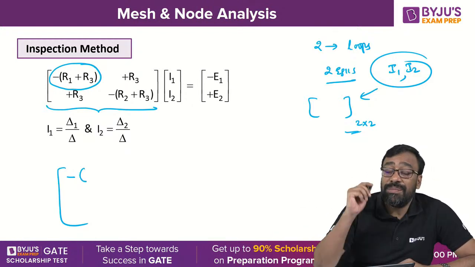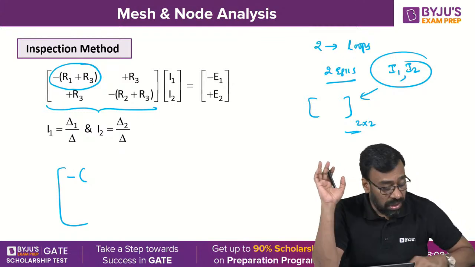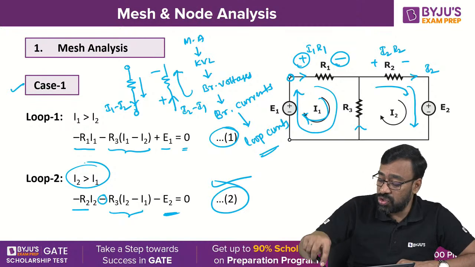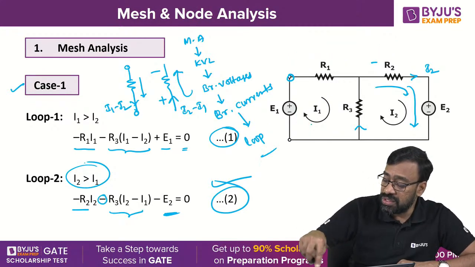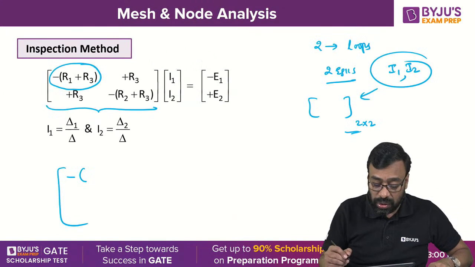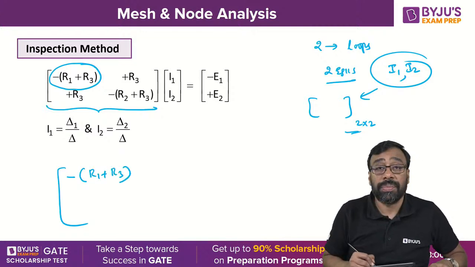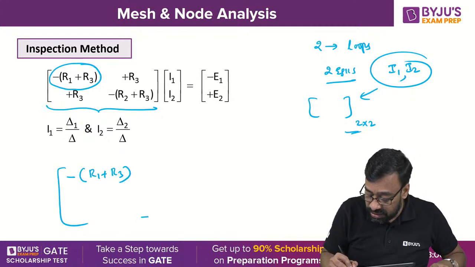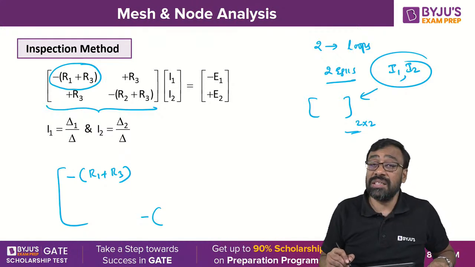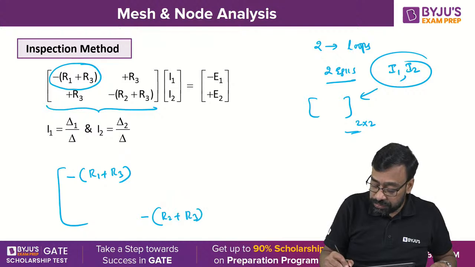Of the sum of resistances in the first loop. What are the resistances you have in the first loop? Tell me. You have two resistors, 1 and 2. That is why you got the sum R1 plus R3. Okay, 2 2 element please. Again, the sum of resistances in the second loop, R2 plus R3.